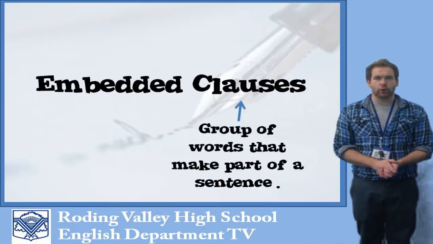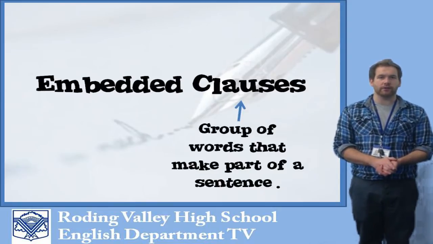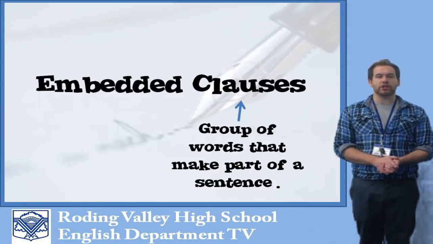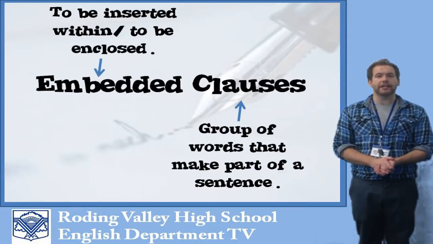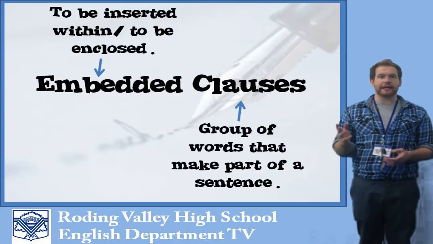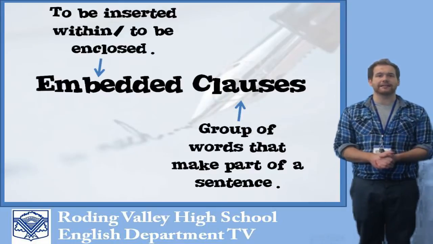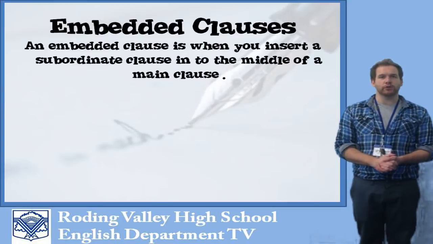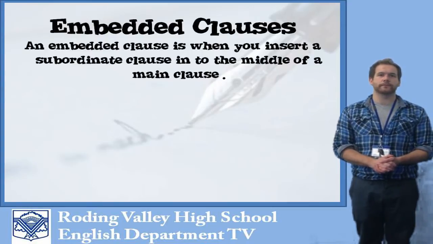Well, you know that a clause is a group of words that make up part of a sentence. And embedded means to insert or to be enclosed. We have looked at how a subordinate clause can go at either the beginning or at the end of a complex sentence. Well, to embed a clause is where you put the subordinate clause into the main clause.